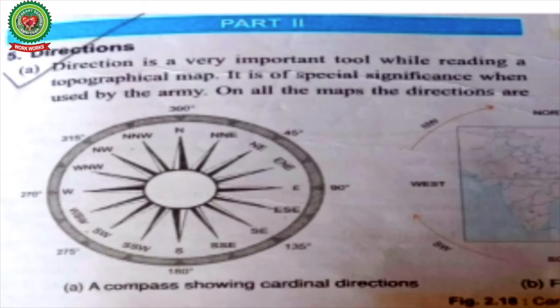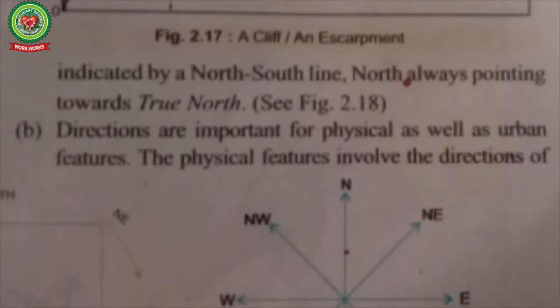Now let us study directions from your book. For that you need to take out page number 37 of your geography textbook. Let us read it. Direction is a very important tool while reading a topographical map. It is of special significance, that is special importance, when used by the army, because it helps the army personnel to find out the directions. On all the maps, the directions are indicated by a north-south line, north always pointing towards true north.